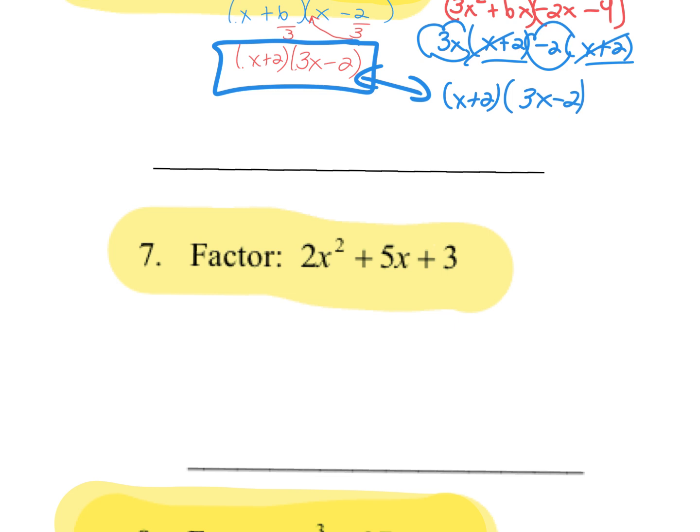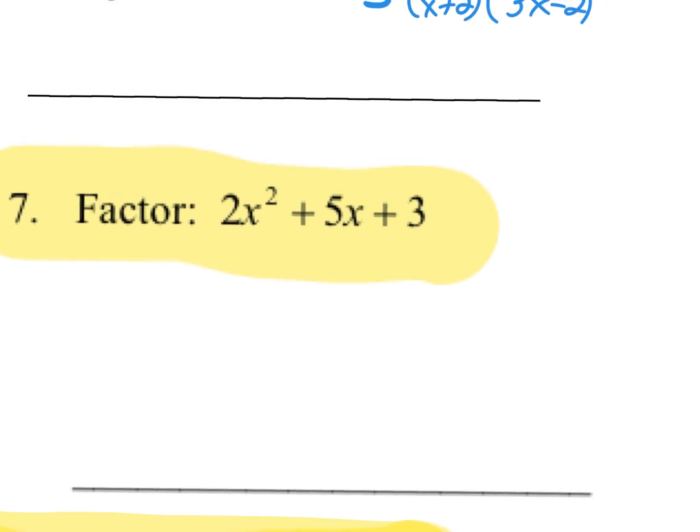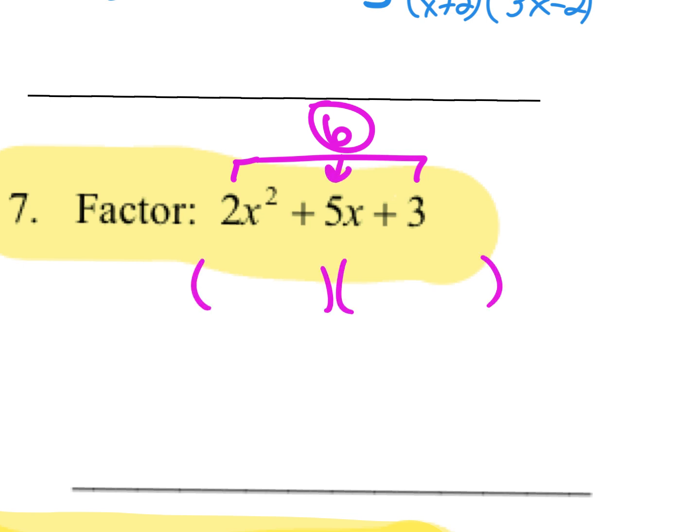Again, it's 30 questions. I just took pictures of the ones I wanted to do. GCF. Yes or no? No, okay. So we multiply what, since it's a trinomial? 2 and 3. 2 times 3 is 6. What are the factors of 6 that multiply to give me 6 but add to give me 5? Plus 3 and plus 2.